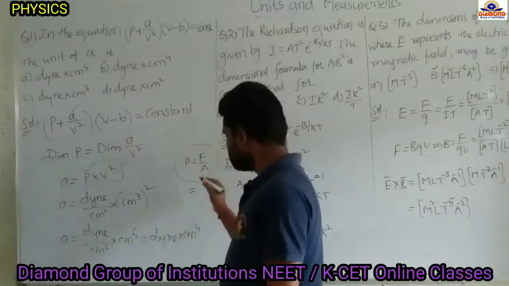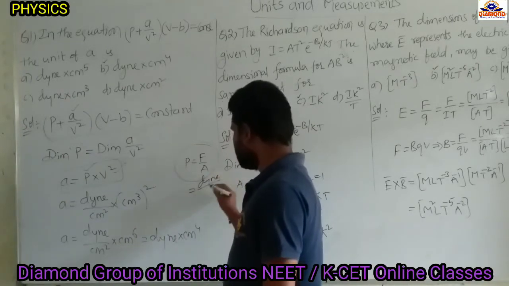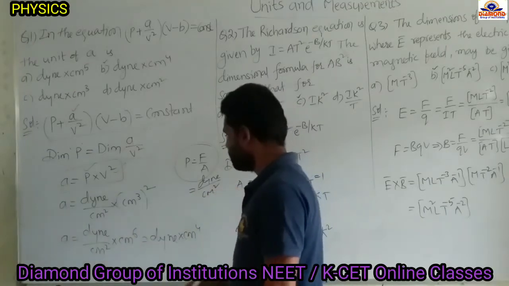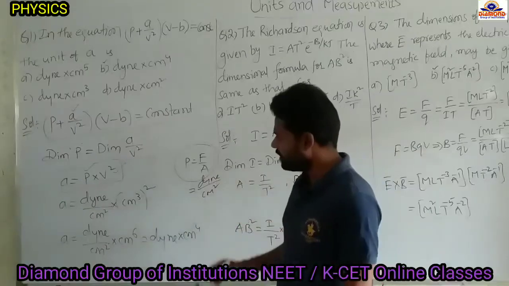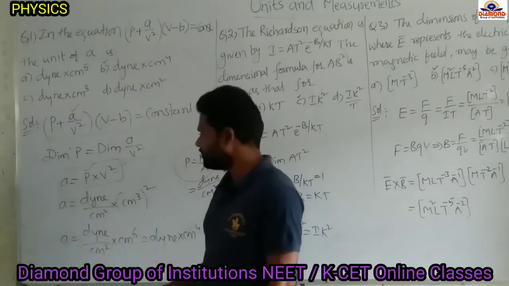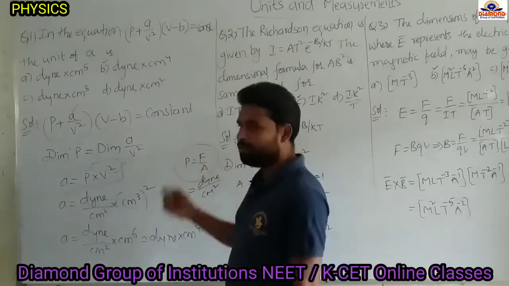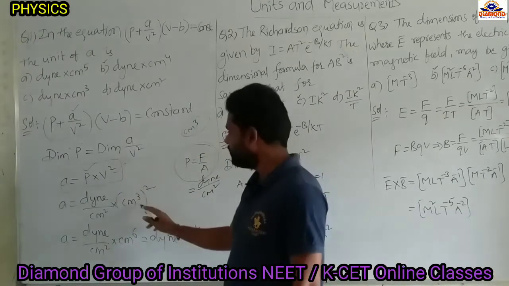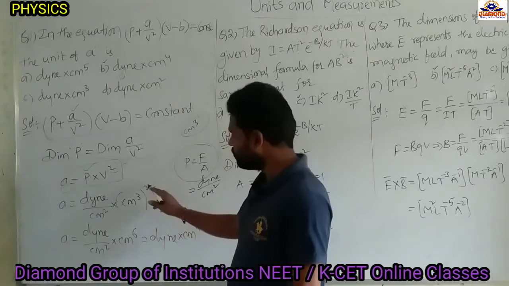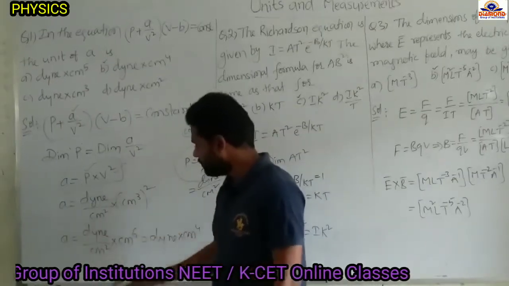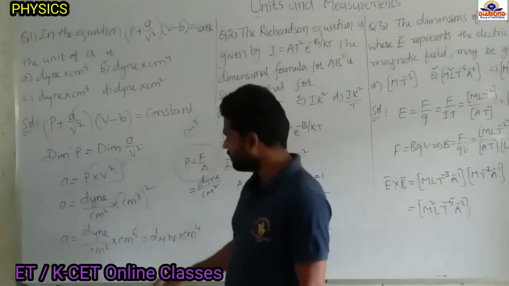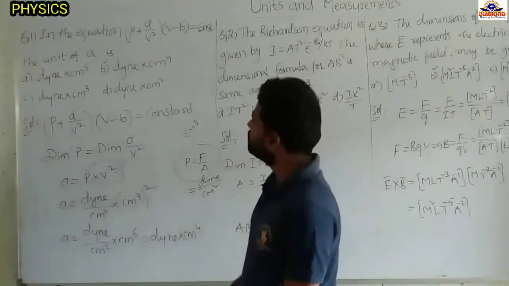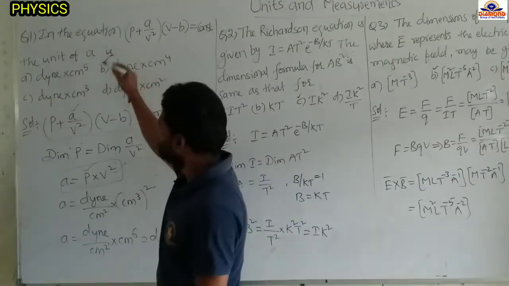Force's unit in the CGS system is dyne. Area's unit is meter square in the SI system, and in the CGS system centimeter square. So pressure's unit is dyne per centimeter square. Volume's unit in the SI system is meter cube, and in the CGS system centimeter cube. Volume square is then (centimeter cube) whole square. Now dyne per centimeter square into centimeter cube whole square, that means centimeter power 6. Now cancel out, we will get dyne into centimeter power 4. So dyne into centimeter power 4, B is the right option.